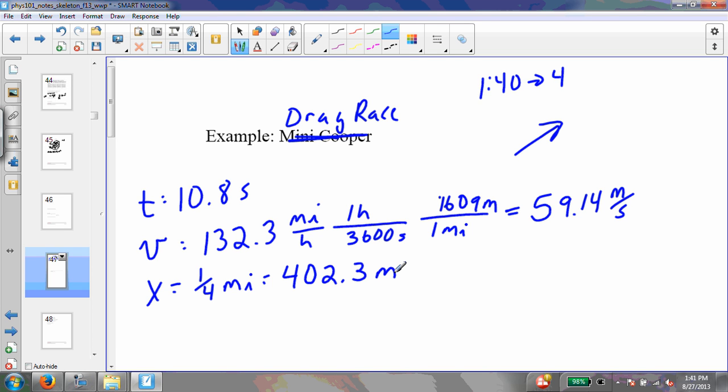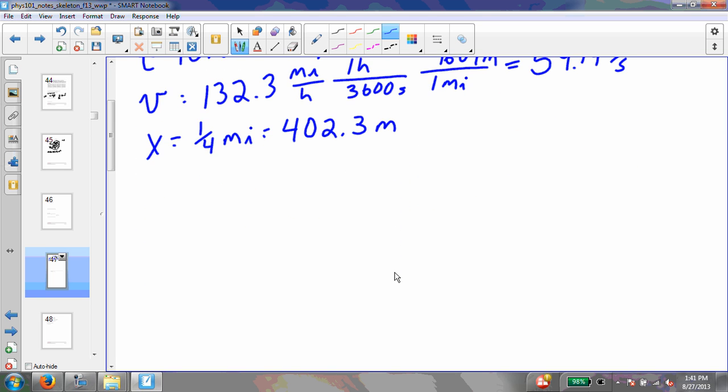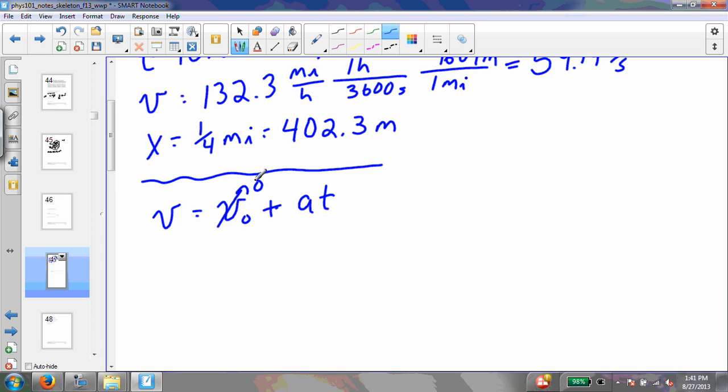All right, so now we have a distance, a final velocity, and a time. Let's try to find the acceleration right now. We're going to come back to our kinematics equations. I'm going to start with this one: v is equal to v naught plus at. V naught here is 0 because the car is initially at rest. And I want to solve for the acceleration.